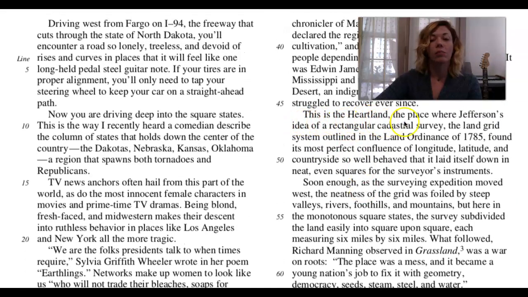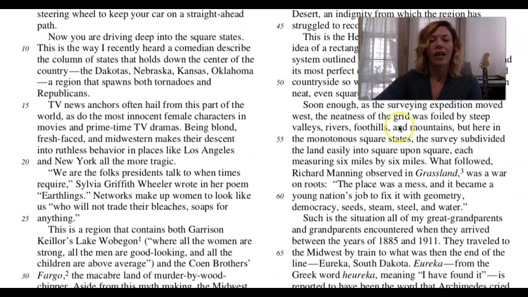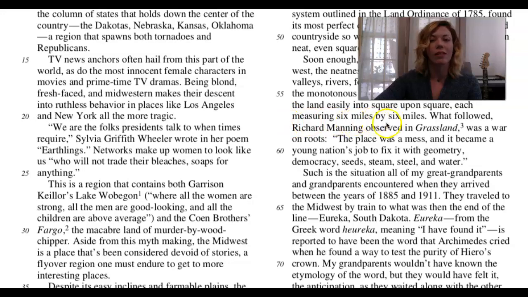This is the heartland, the place where Jefferson's idea of a rectangular cadastral survey, the land grid system outlined in the Land Ordinance of 1785, found its most perfect confluence of longitude, latitude, and countryside, so well behaved that it laid itself down in neat, even squares for the surveyors and instruments. Soon enough, as the surveying expedition moved west, the neatness of the grid was foiled by steep valleys, rivers, foothills, and mountains, but here in the monotonous square states, the survey subdivided the land easily into square upon square, each measuring 6 miles by 6 miles.